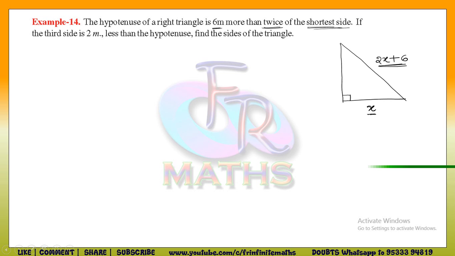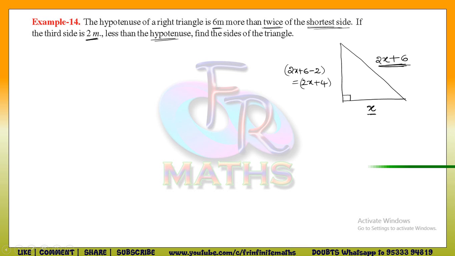Next, what he has given, the third side is 2 meters less than the hypotenuse. So already hypotenuse is 2x plus 6. 2x plus 6 is my hypotenuse, and he has given the third side is 2 meters less than that. So 2 meters less means minus 2. On simplification, what I am going to get, this becomes 2x plus 4 meters.